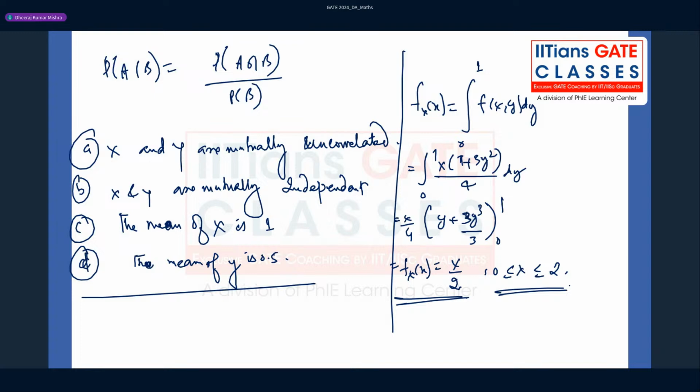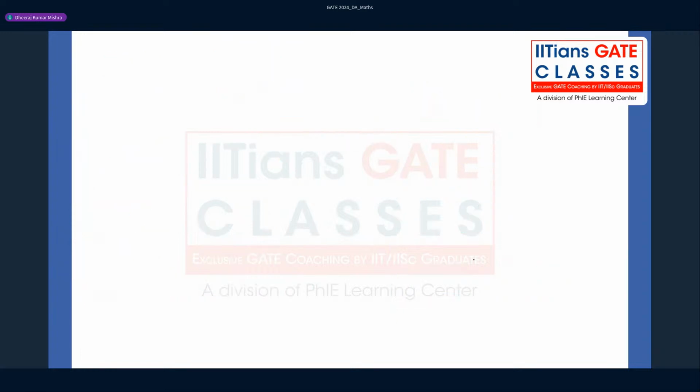And now you can find the mean of this. What is the mean of that? Finding the mean is very simple, since you know that f of x is x by 2, where x can take values from 0 to 2. So you can find the mean of this, the expectation of x.